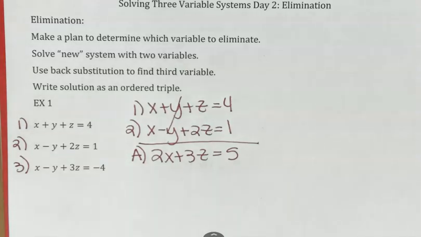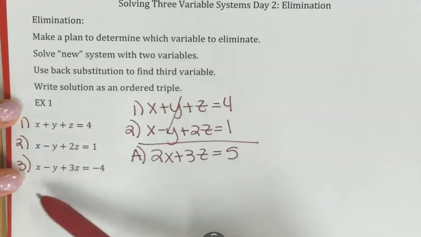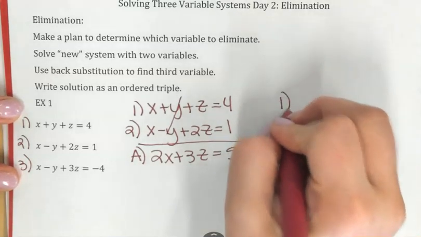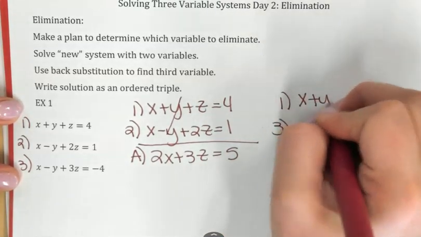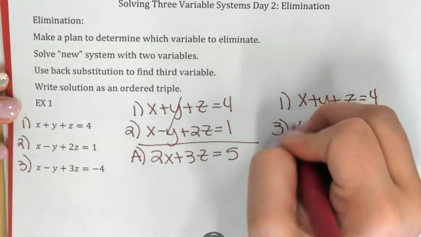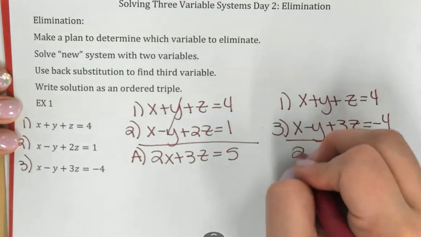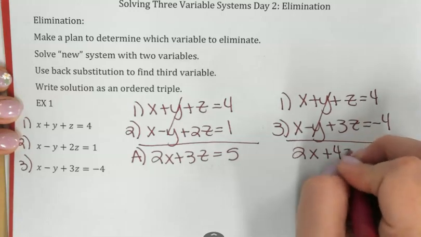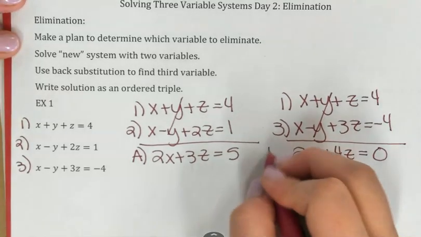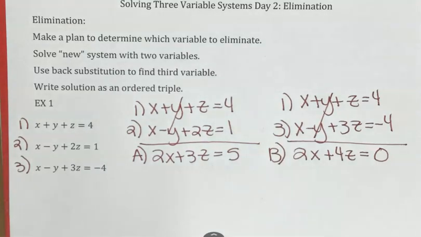So because I canceled y the first time, I now have to be able to cancel y again using a different combination of equations. So that could be 2 and 3 or 1 and 3. Again, looking at what I've got, 1 and 3, my y's will cancel without me having to do additional work. So I am going to combine those 2 as they're already written. And I'm going to get 2x plus 4z equals 0. And there is my equation B. So whatever variable you cancel the first time, you have to be able to cancel again.